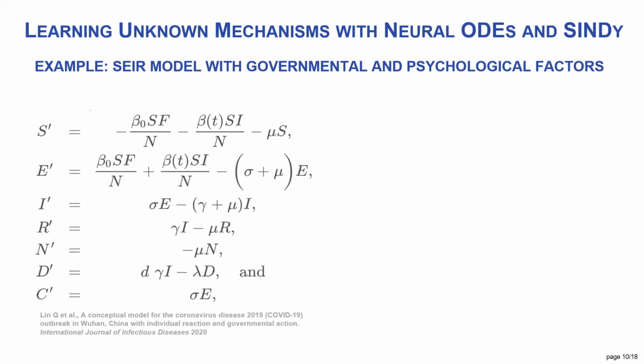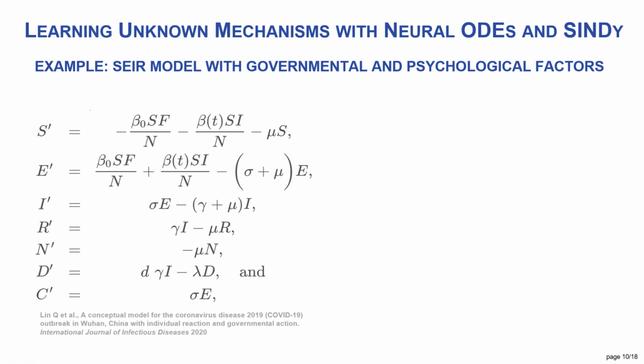which is learning unknown mechanisms with neural ODEs and sparse identification of nonlinear dynamics. And it was at the beginning of COVID when Lin et al. created this SEIR model of COVID spread. So S are the susceptible people, E are the exposed people, I are the infectious people, R are the recovered people, and then they have also variables for the total population, for severe cases, and for the cumulative cases.